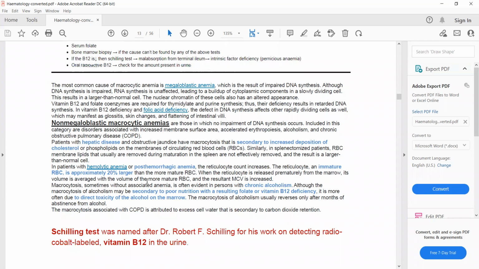While in case of reticulocytosis, reticulocytes are basically immature RBCs. In case of hemolytic anemia, reticulocytosis occurs, that is, immature RBCs are released into the circulation, and immature RBCs are approximately 20% larger than the mature RBCs. So that's why in reticulocytosis, though there is no impairment in DNA synthesis, the size of RBCs is still on the higher side. So that's why in reticulocytosis, non-megaloblastic macrocytic anemia can occur.